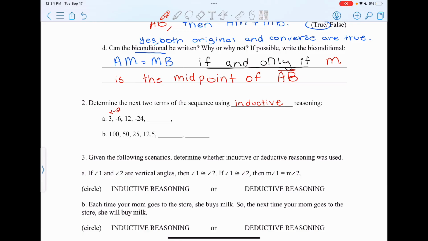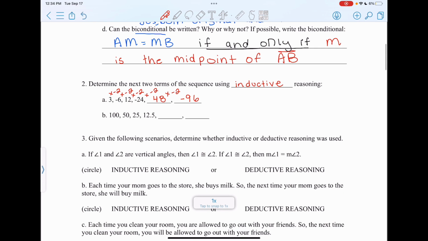3 times -2 is -6. -6 times -2 will be positive 12. 12 times -2 will be -24. -24 times -2 will be a positive 48. And 48 times -2 will be a -96.